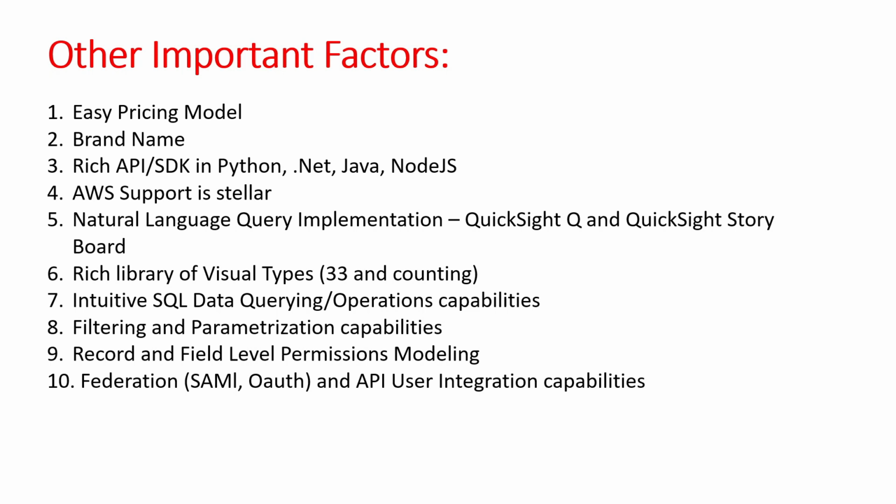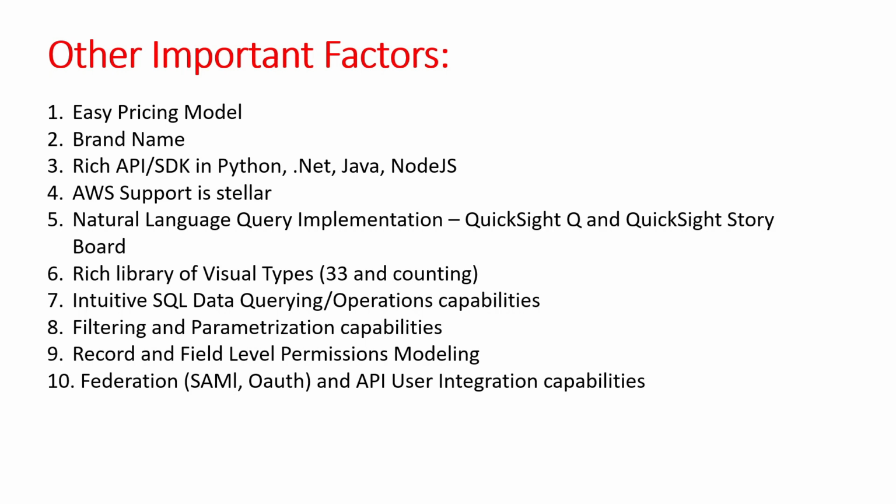The next important factor is the brand name recognition. AWS definitely has the brand name recognition, and the fact that it seamlessly integrates with all the other AWS services in our architecture was a no-brainer for us to go with AWS QuickSight.